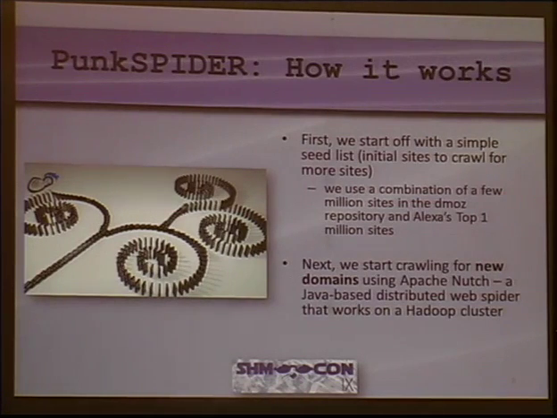So, that's good background. Now I want to actually tell you about what our project is doing. So we can move on to PunkSPIDER. So here's how it works. First off, we start off with a simple seed list, which is basically just an initial list of sites that we're going to crawl for links, and then we're going to discover more sites from that. This is basically just your basic search engine spider, which we're indexing. So our seed list comes from a combination of demos and Alexa's top 1 million sites. So we have a few million seeds out there that we're using to collect more data.